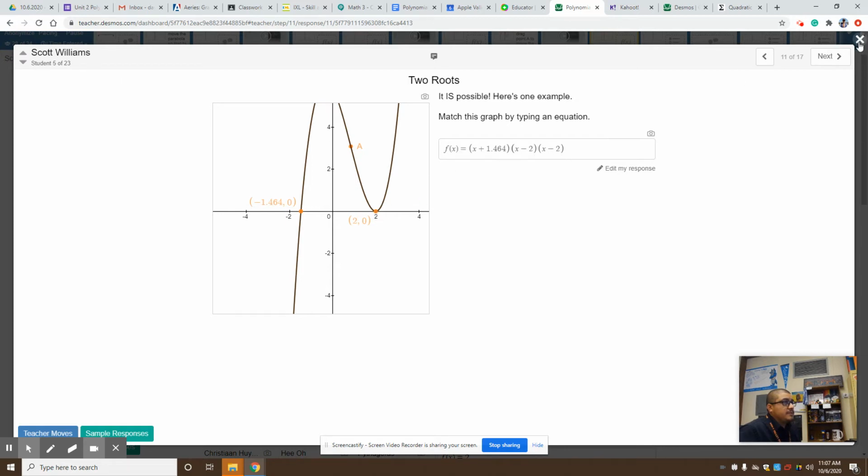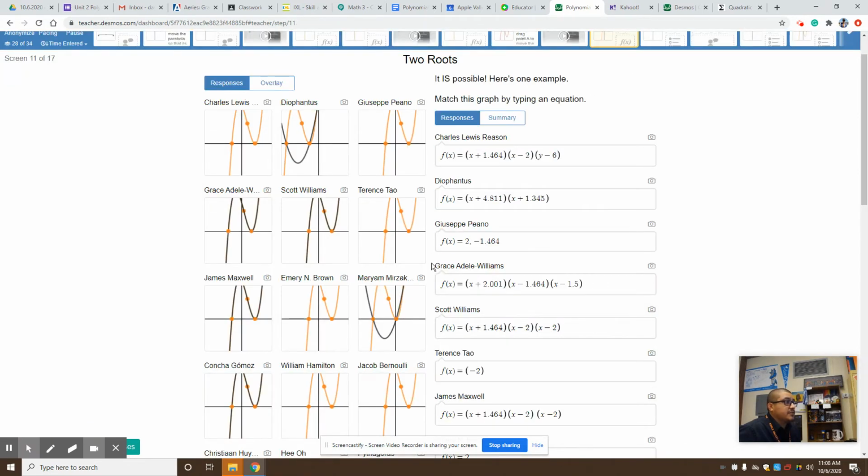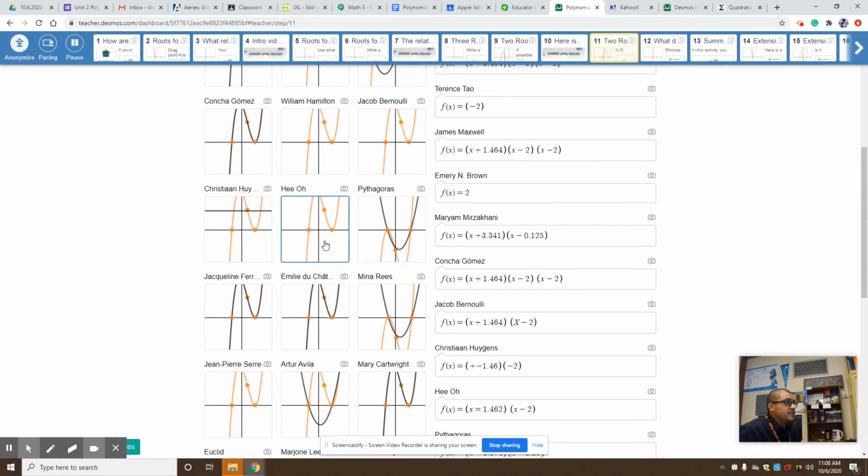And so, if we wanted to repeat the other factor, instead of the x minus 2 factor repeating, what if we repeated the 1.464 factor? Would we still have 2 roots? Let's see. Okay, I don't see it. Let me see if I can try another one. Let's try this one.